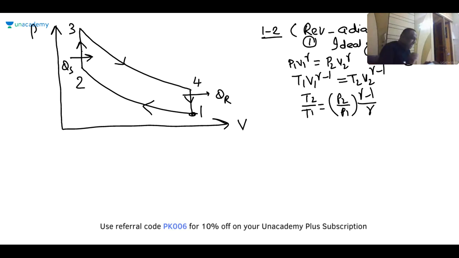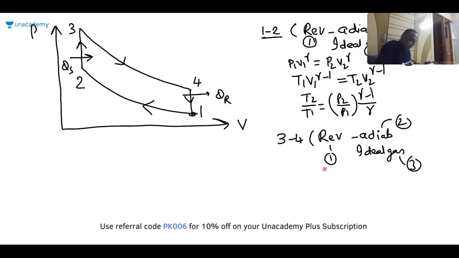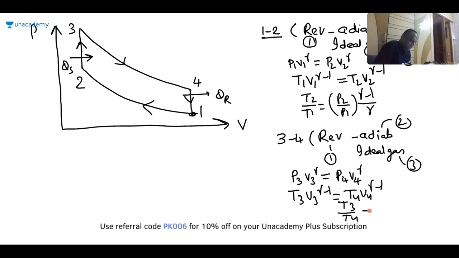Now my dear students, similarly, what is the 3-4 process? Yes, it is reversible adiabatic. 1-2 is reversible adiabatic compression. 3-4 is reversible adiabatic expansion. And my working fluid is air, which is an ideal gas. So all the three conditions are satisfied, even for this process. Therefore, now I write P3 V3 to the power gamma is equal to P4 V4 to the power gamma, and T3 V3 to the power gamma minus 1 is equal to T4 V4 to the power gamma minus 1. And T3 by T4 is equal to P3 by P4 to the power (gamma minus 1) by gamma.